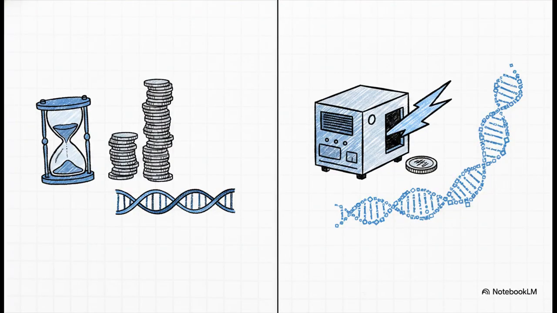Think about the stark contrast here for a second. Sequencing the very first human genome officially started way back in 1990. It was this monumental, highly publicized undertaking that took 13 years and cost roughly $100 million just to read our 3 billion base pair manuscript.